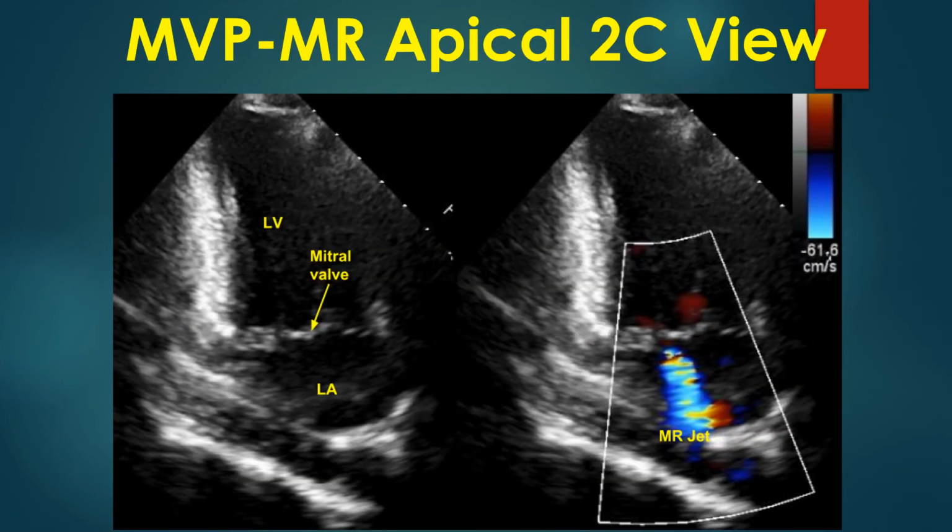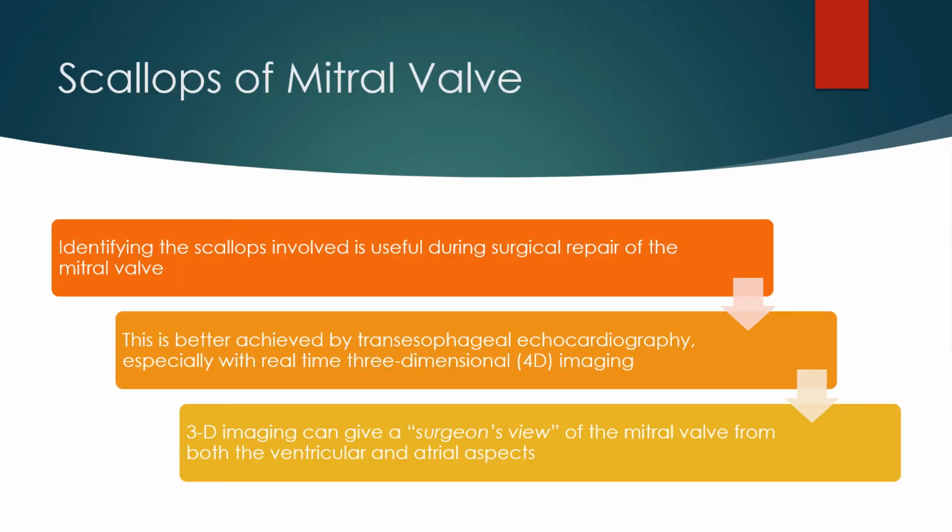Echocardiogram in apical two-chamber view demonstrates the prolapse of both anterior and posterior leaflets as well as the color jet of mitral regurgitation. Scallops of the mitral leaflets are also visible on close scrutiny. Identifying the scallops involved is useful during surgical repair of the mitral valve. This is better achieved by transesophageal echocardiography, especially with real-time three-dimensional imaging.